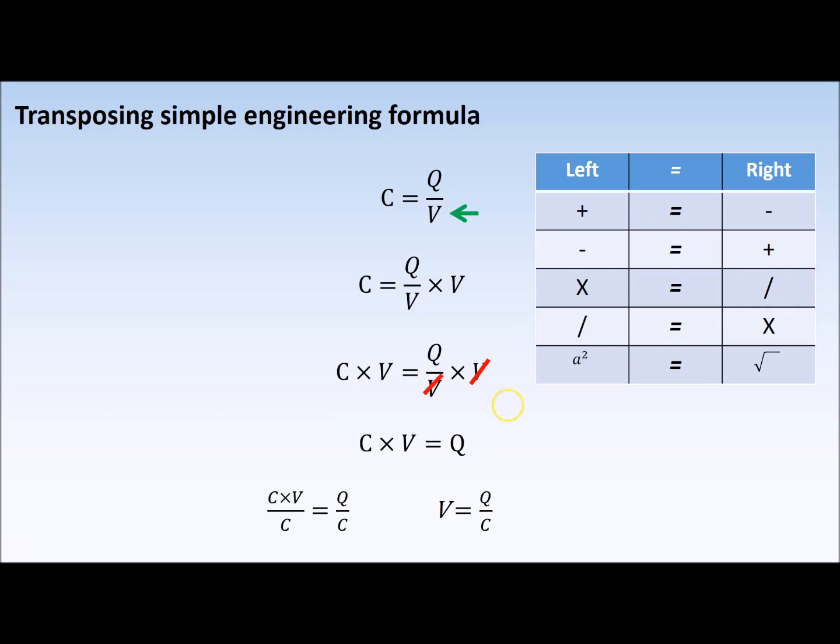But we still need one more step to go. So basically, C times V, we need to move C because we want V on its own. So we divide by C on one side, and what we do to one side we do to the other. Those two then cancel each other out, which then leaves us with our formula V equals Q divided by C. So it's easy.